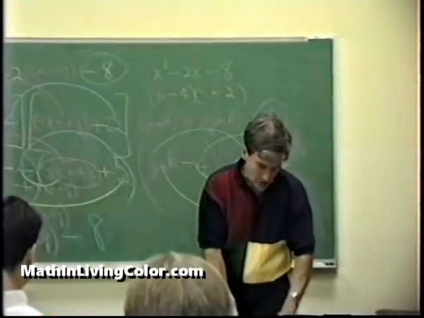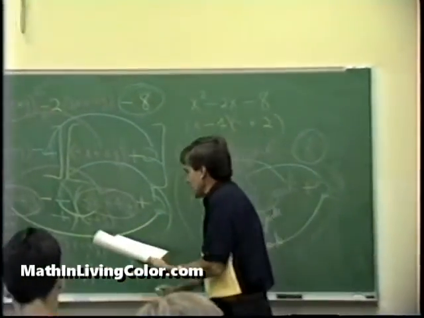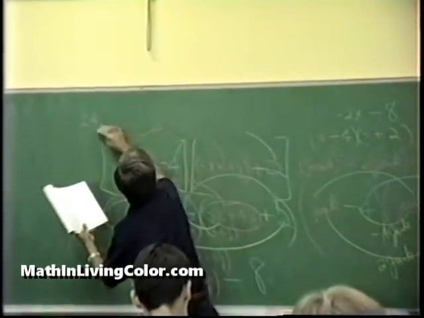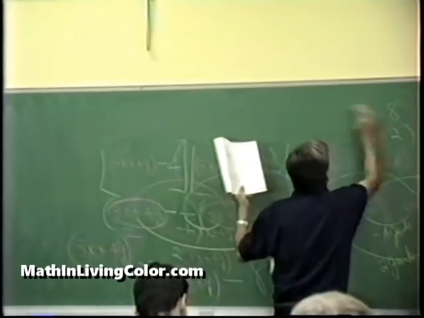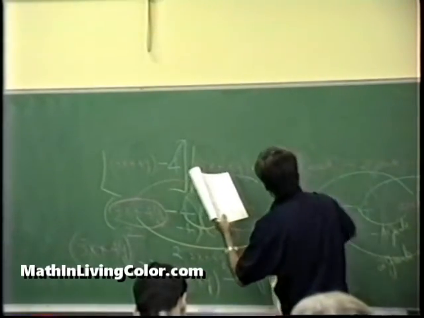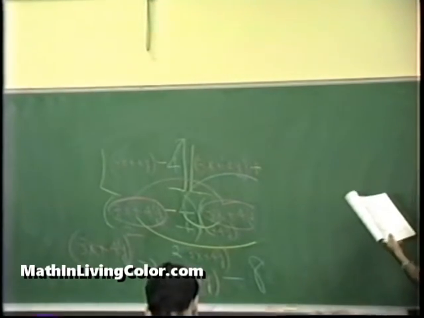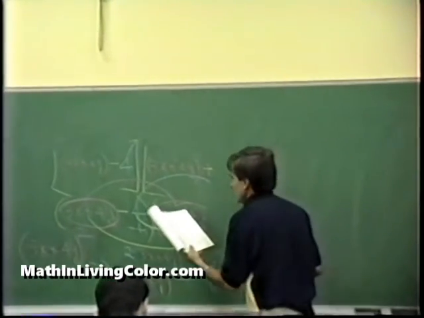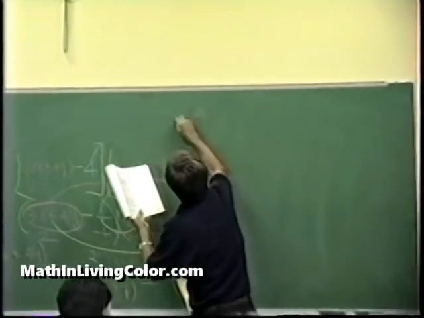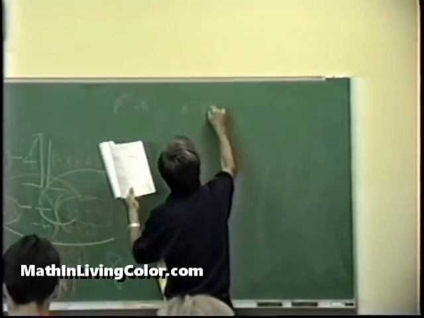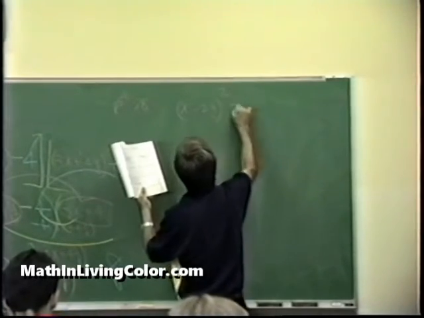Well, let me do one more. Let's look at number 28 on page 54. All right. Number 28, page 54, it says x minus 2y, the quantity squared, minus 100.